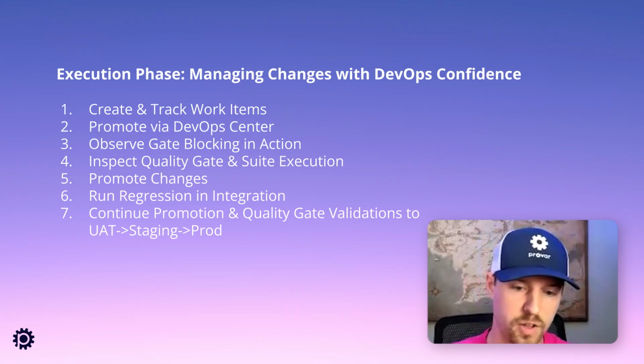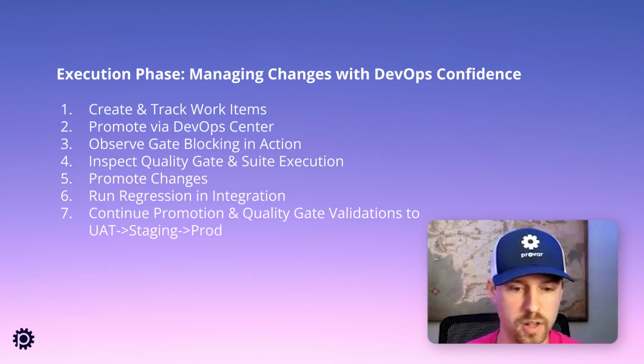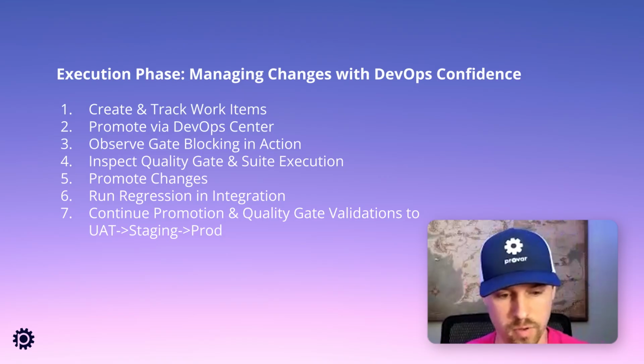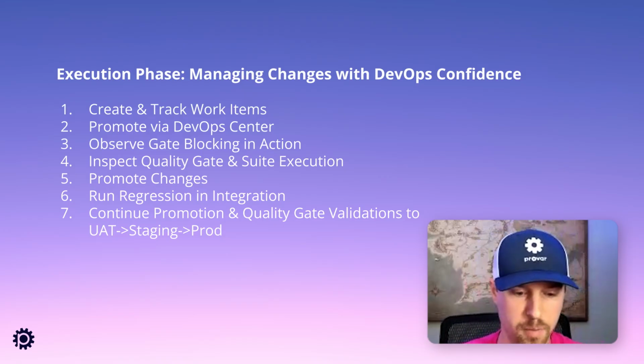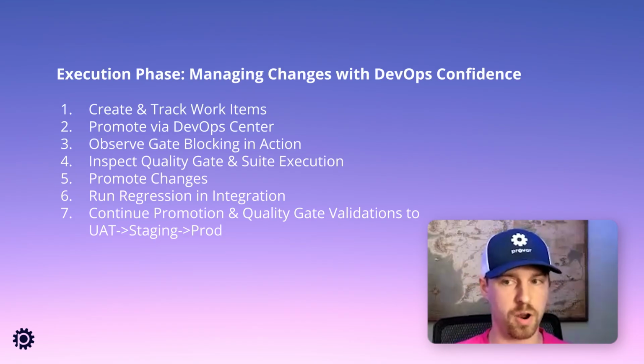So we have our work that's going to be happening in our Dev B sandbox. Then we're going to be running those changes to our integration layer, where we'll assign a different quality gate and promote those changes further downstream. So this process kind of continues until we get to prod.